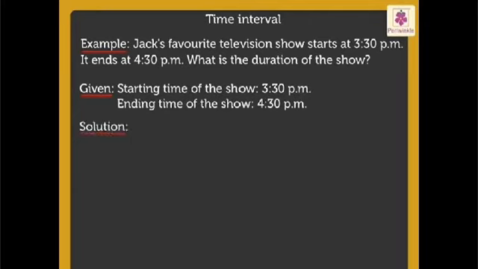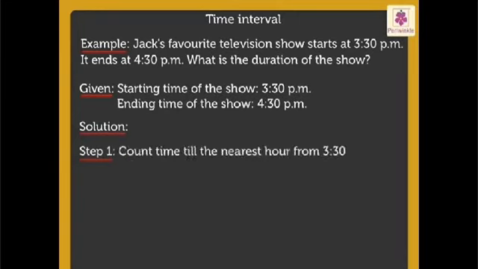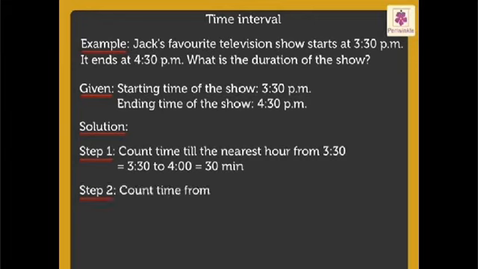Now to solve this we shall follow a few steps. Step 1. Count time till the nearest hour. So on counting to the nearest hour, that is 4 p.m., we get the time as 30 minutes. Step 2. Count time from 4 to 4:30. So here on counting, we get an answer 30 minutes.